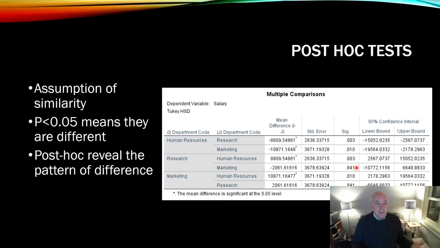As an example, what that says is I can really say there's a difference between human resources and research, and human resources and marketing, but there really isn't a difference between research and marketing. It's a nuance that says, all right, the three are different, but pairwise, only 2 out of the 3 are different.